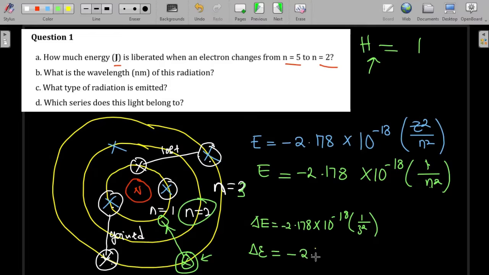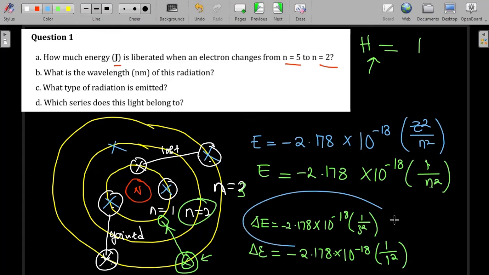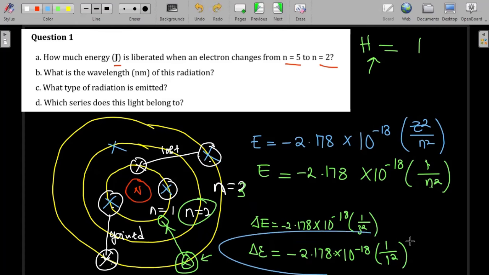So it will be minus 2.178 multiplied by 10 to the power minus 18 over 1 squared, since the value of n is 1. So we can see here that in N3 it has this energy, and in N1 it has this energy. So how do we find the energy that was lost for it to drop into the first energy level? We subtract the energy of the final level, where it is, minus the energy from where it's coming from.